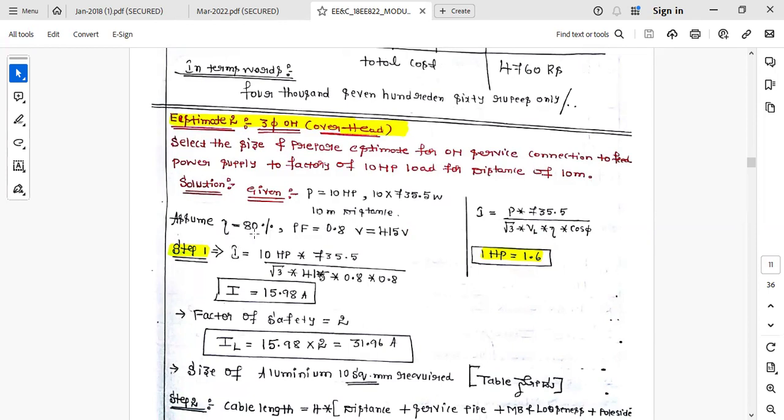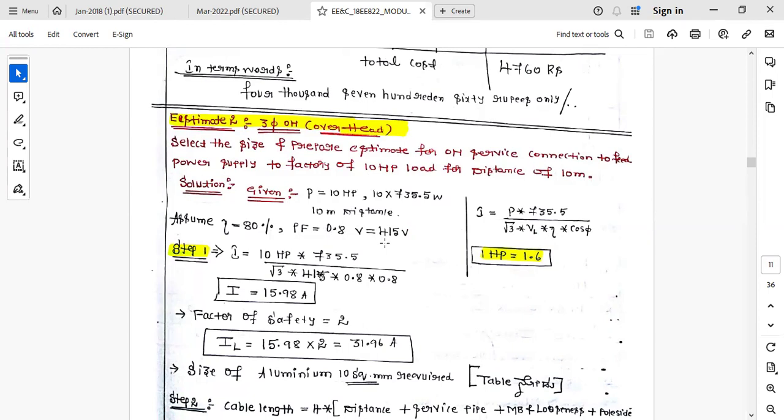Eta is nothing but 80%. Here, for the HP motor, the efficiency is 80%. Power factor is 0.8. Obviously, three-phase supply and 415 volts. Whether it will be 415, 420 or 440, you can take anything, but here I consider voltage is equal to 415 volts.